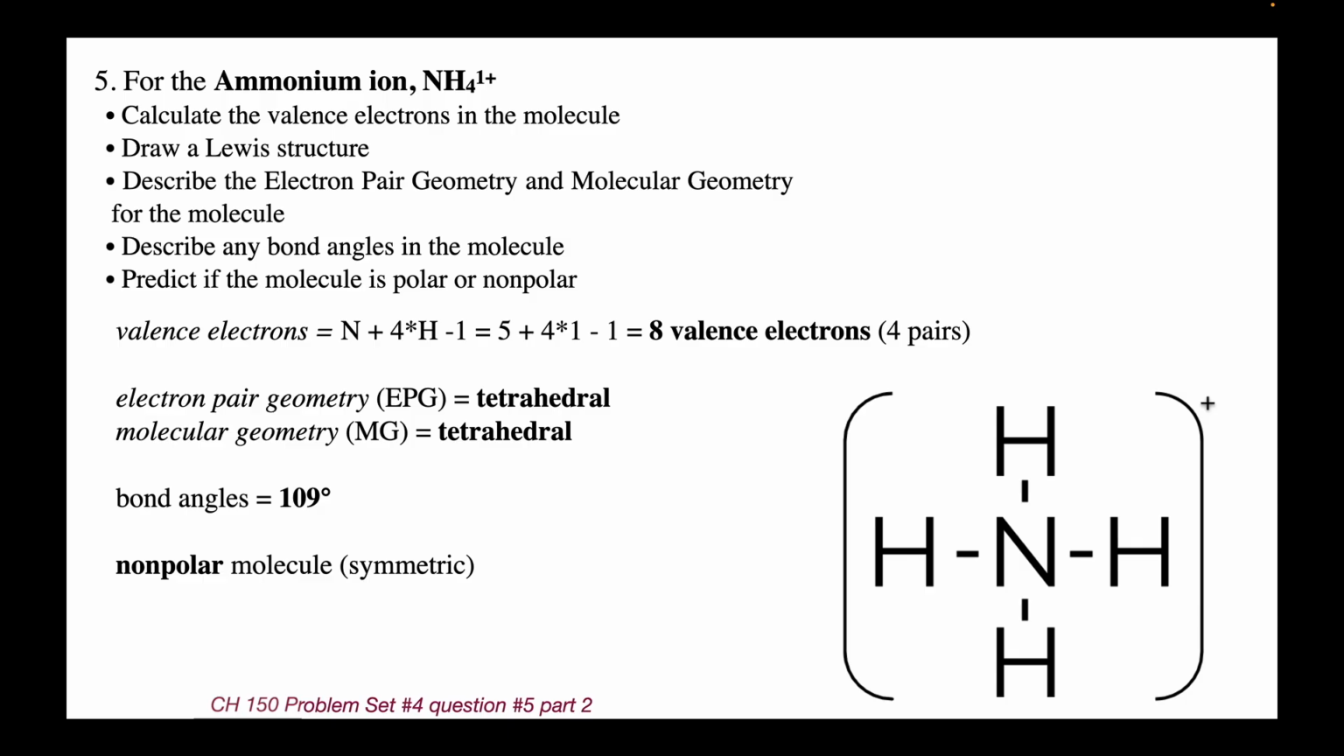Remember, take away for positive, add for negative. The nitrogen has 4 hydrogens around it, 4 clouds connected to atoms. That's going to be tetrahedral for both EPG and MG. Anytime you have tetrahedral, it's going to be 109 degree angles. And this molecule is nonpolar. It's symmetric. Everything around the nitrogen is the same, just a hydrogen.